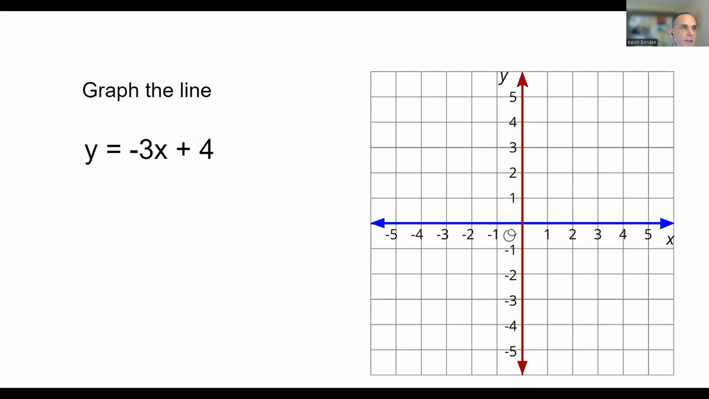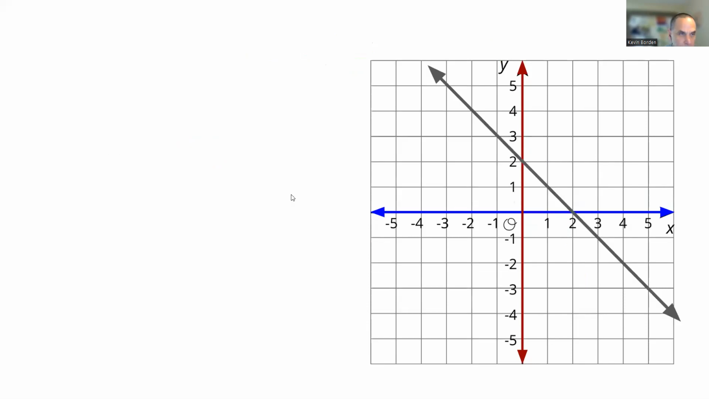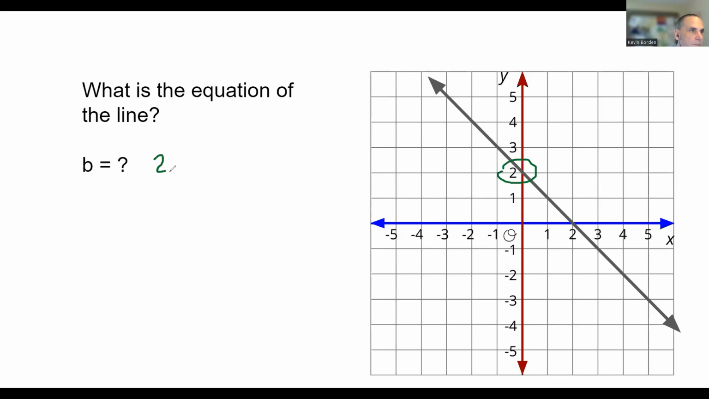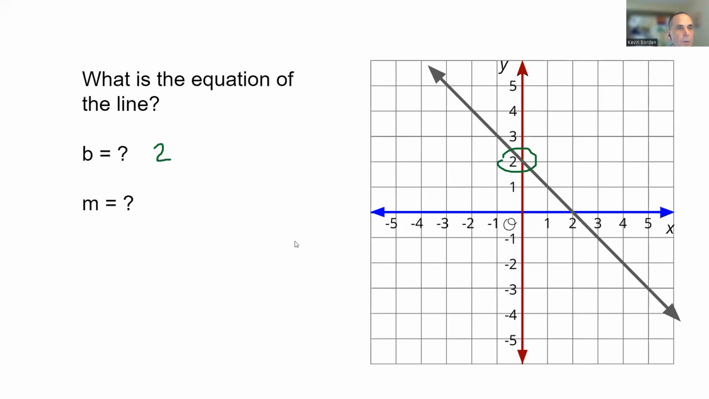Okay, let's look at another kind of problem. In this case, what is the equation of this graphed line? The first thing we want to find is our y-intercept. We could see it right here. It's 2. This is going to be more of a multiple choice style question. What is our slope? Let's pick a couple of points here and find our slope.